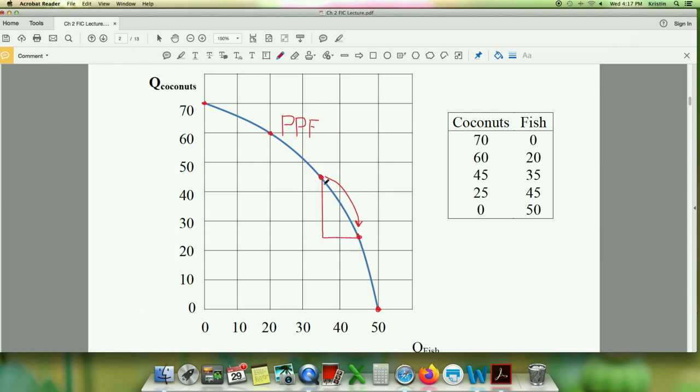So the number of coconuts they would have to give up is 20, right? They're going from 45 to 25. And then they would get 10 fish, right? From 35 to 45 fish. Okay, so the curve illustrates the opportunity cost. And you'll notice that this opportunity cost would be measured by the slope of the curve, right? The difference in the vertical variable relative to the difference in the horizontal variable.